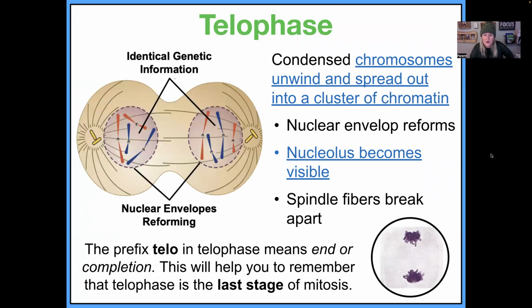Telophase, condensed chromosomes unwind and spread out into a cluster of chromatin. The nuclear envelope reforms. The nucleolus becomes visible. Spindle fibers break apart. The prefix telo in telophase means end or completion. This will help you to remember that telophase is the last stage of mitosis.